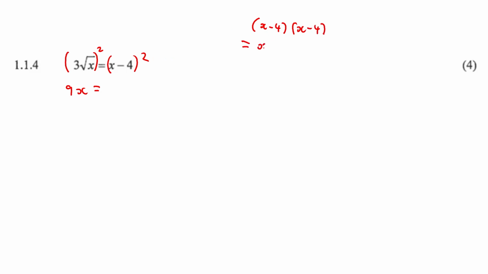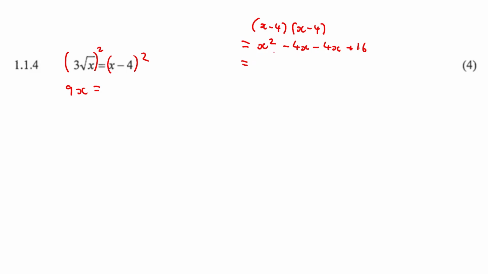So x minus 4, x minus 4. Remember, there's two brackets here, so we show it twice. So x times x is x squared. X times minus 4 is equal to minus 4x. Minus 4 times x is equal to, again, minus 4x. And negative 4 times negative 4 is equal to positive 16. The two negatives cancel each other out.